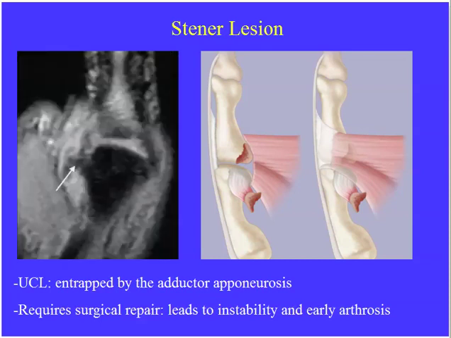They may also show you an MR finding with a retracted and torn ulnar collateral ligament. And this ligament here should be sitting in this position here and attached to the base of the proximal phalanx. It's retracted deep to the adductor aponeurosis, Stener lesion.